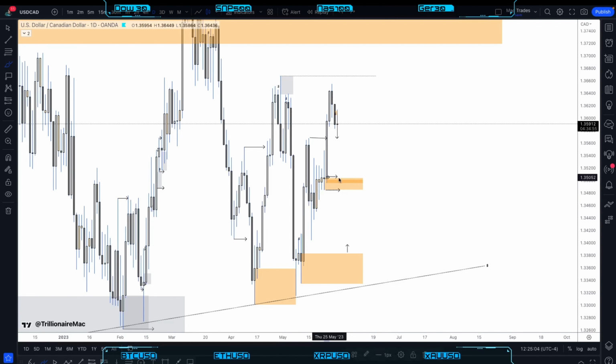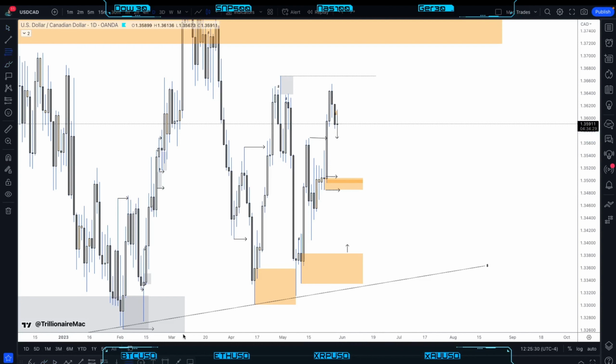However, within this area, we can see that after we had a neutral balance of orders, the very next candle shot straight to the upside and we left imbalance within the market here. Therefore, I would like to see price trade down into this region before continuing to push to the upside.